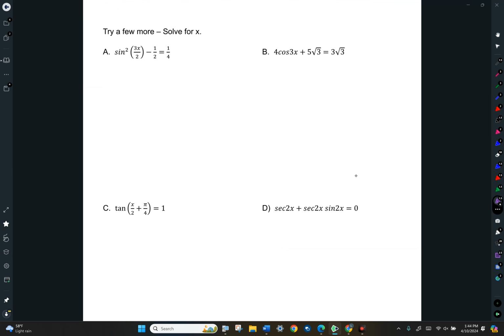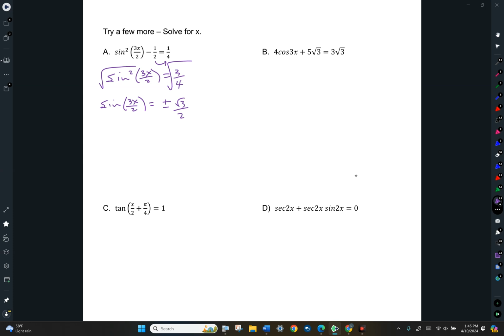All right, so I want to solve. I want to get the trig function by itself. So first I'm going to add my 1/2. So I have sine squared equals 3/4. And then I'm going to take the square root. So sine equals plus or minus, because I'm taking the square root of both sides, right? So square root of 3 over 2.